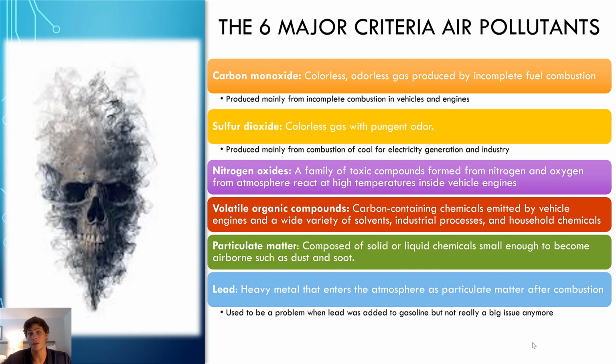Next, we have sulfur dioxide. Sulfur dioxide is a colorless gas with a very pungent rotten egg odor, and it's primarily produced as a result of burning coal for electricity in coal power plants.